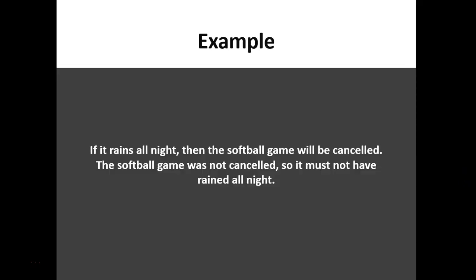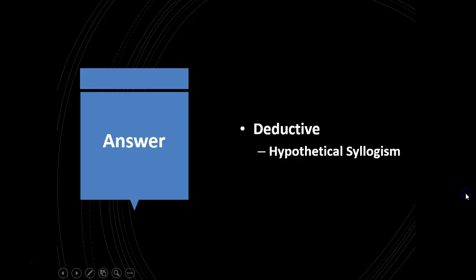If it rains all night, then the softball game will be canceled. And the softball game was not canceled, so it must not have rained all night. Notice the if and the then, two premises, one conclusion, a little bit of rhythm in there. That tells you you've got a deductive argument, and it's a hypothetical syllogism with the if-then stuff.